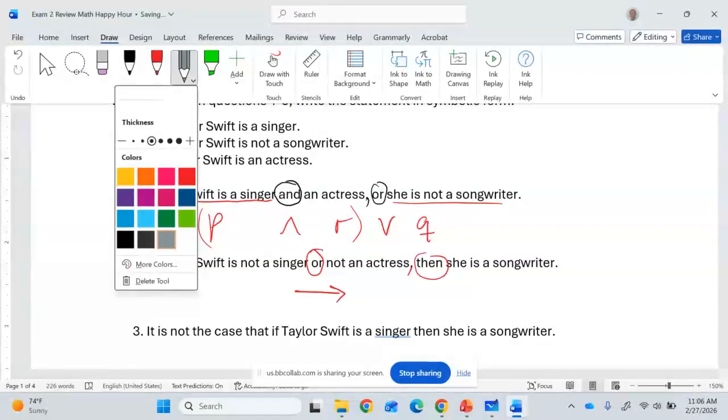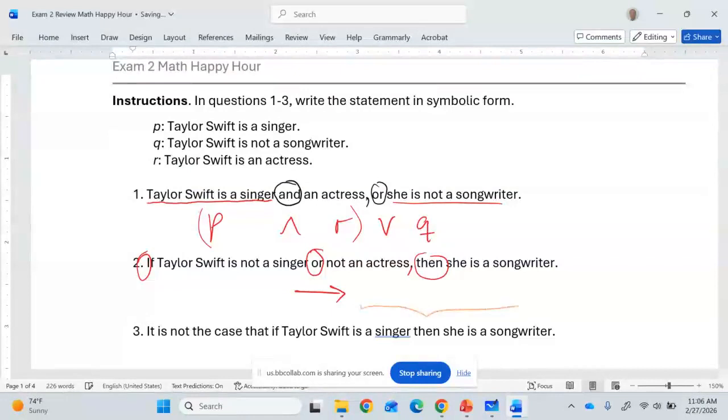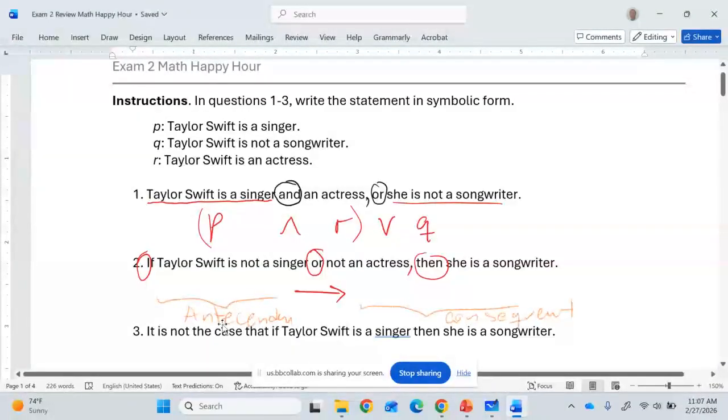Let me see if I can choose another color. So we have a gap on what goes on the left and what goes on the right. On the left, we call it the antecedent, and then on the right, we call it the consequent. So the conditional statement usually tells you something that needs to happen before, and as a result, then you have a conclusion. Okay, so now I'm gonna fill in those gaps.